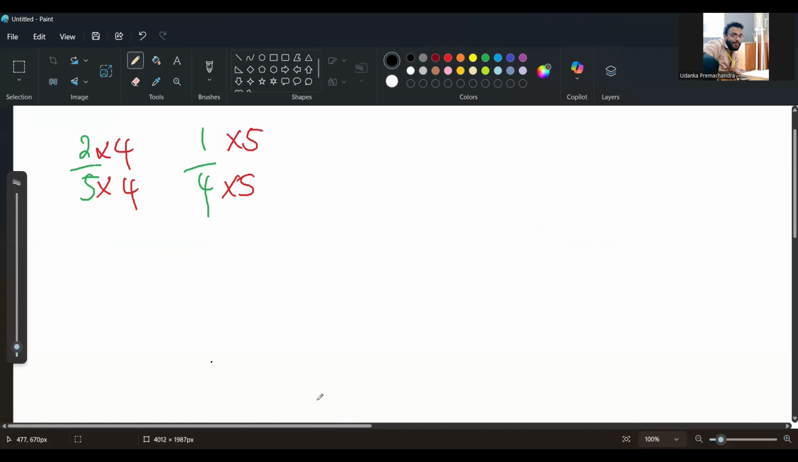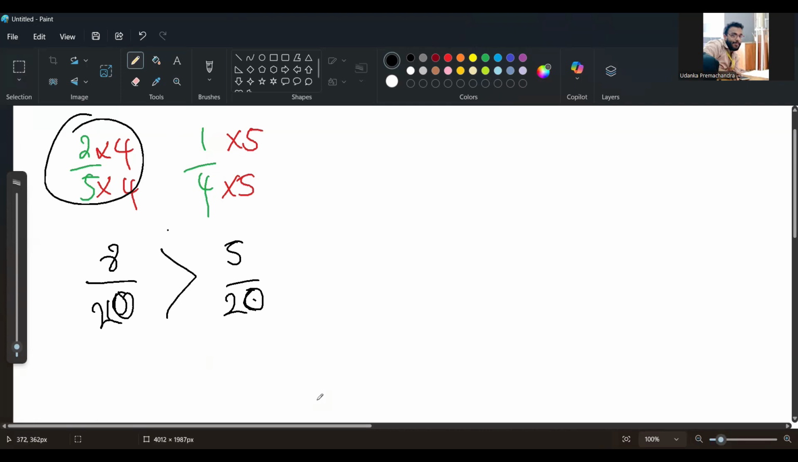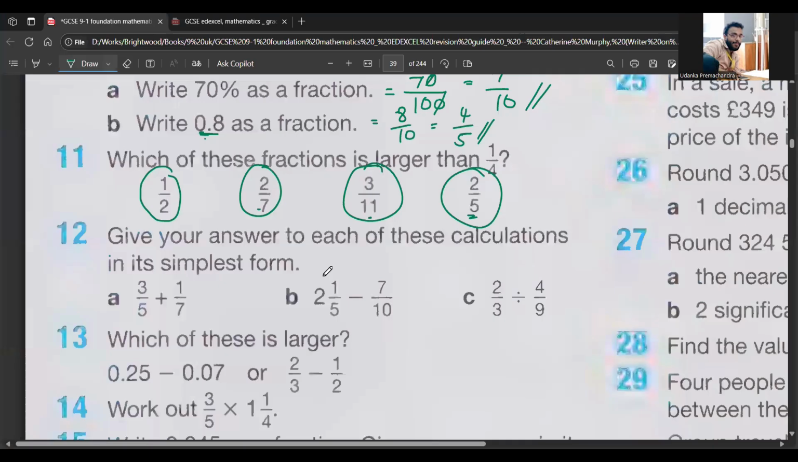Here it's 8, here 10. Here 5, 4, 5, 20. Not 20. This one is larger. So 2 over 5. All of them are larger than this one. Okay. Can you do this, Alice?